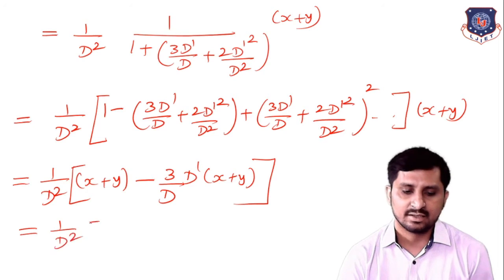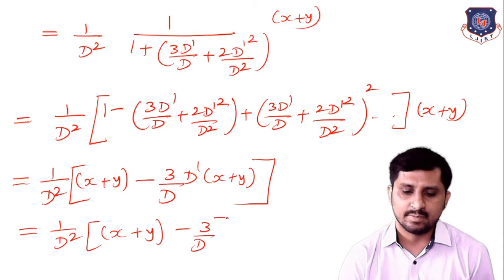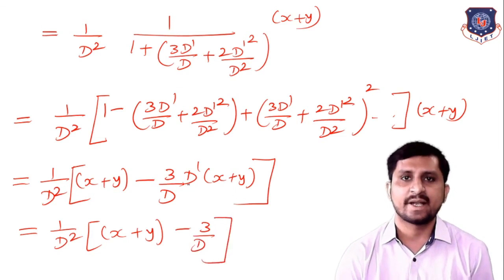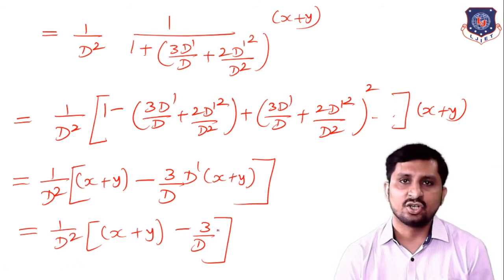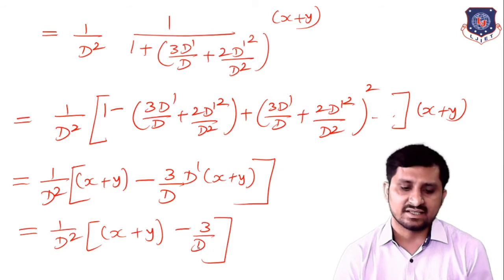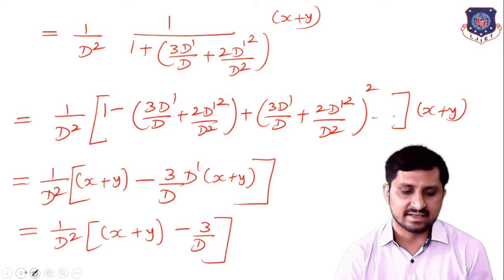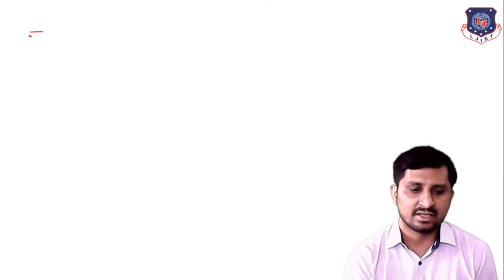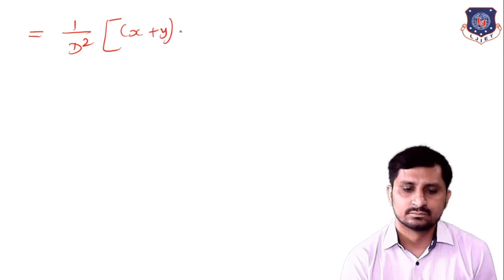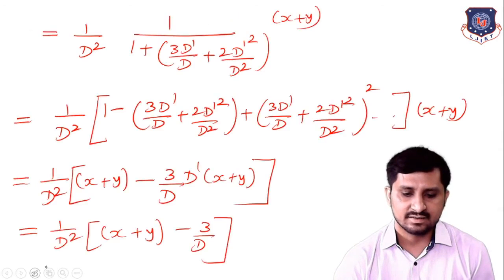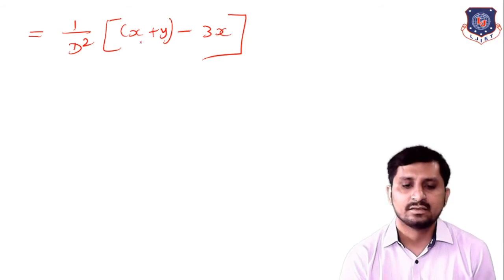1 upon D square (x plus y) minus 3 by D, because differentiation of x plus y with respect to y is 1. So 3 by D means integration of 1 with respect to x, so that is x. That's why x plus y minus 3x. So I can write 1 upon D square (x plus y minus 3x). So in the bracket now we have y minus 2x.